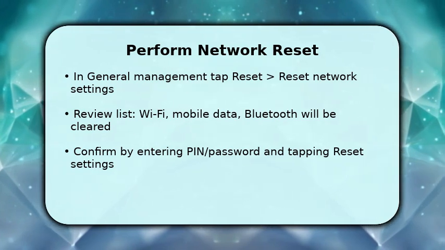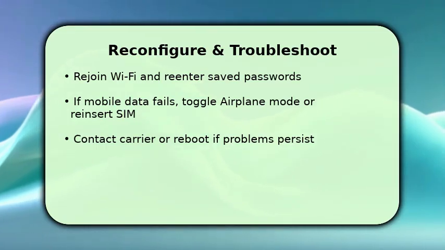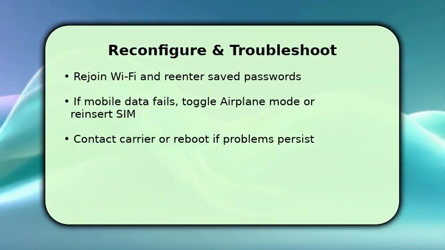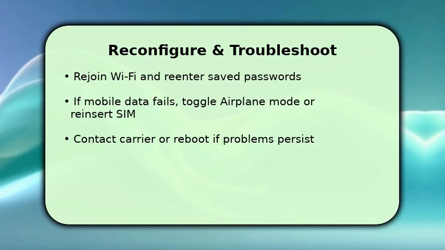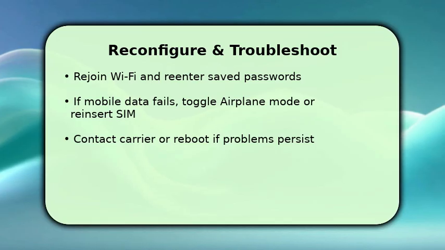After the reset, rejoin Wi-Fi networks and re-enter passwords you backed up earlier. You'll also need to repair Bluetooth devices and reconfigure any VPN or APN settings. If mobile data doesn't come back right away, toggle airplane mode off then on, or power cycle the phone.